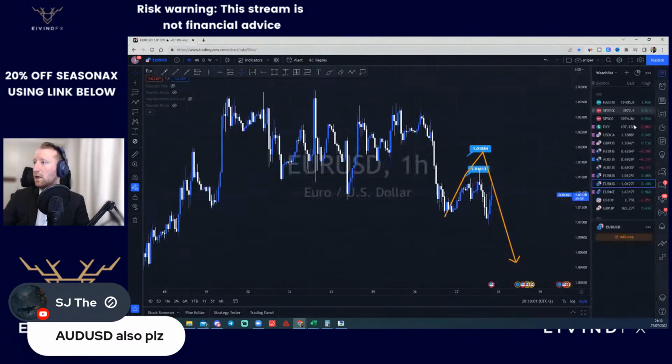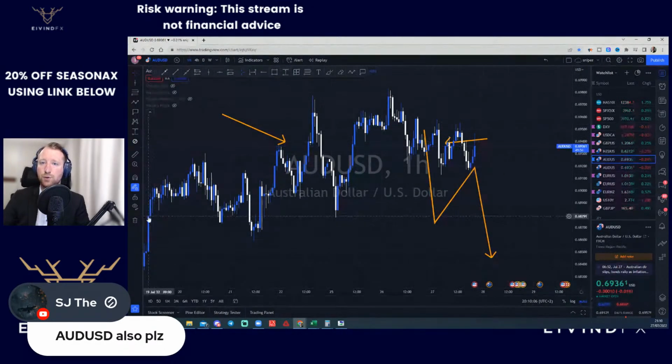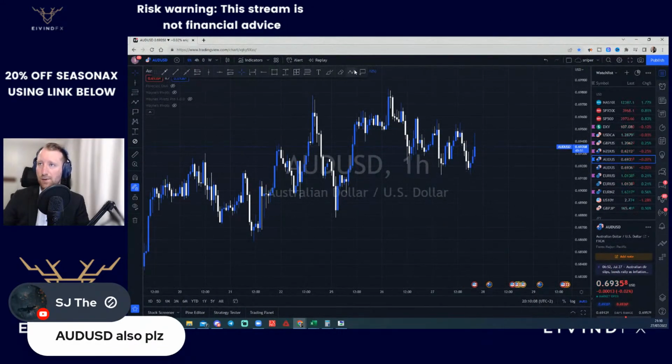So Australian dollar, US dollar. I guess you have sold it, mate, to the downside, so that we can look at downside potential. That's what I guess.